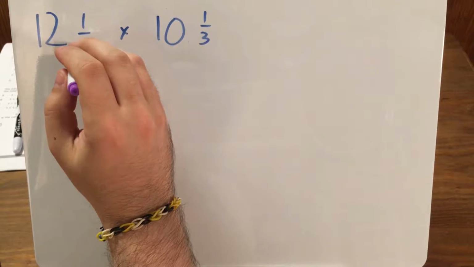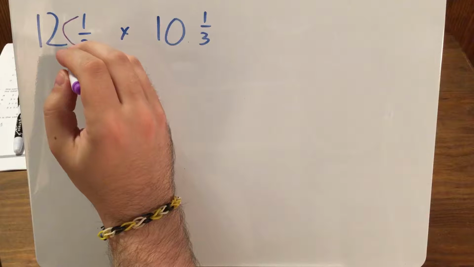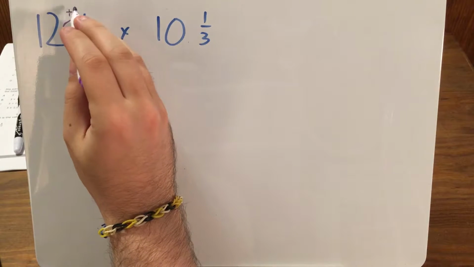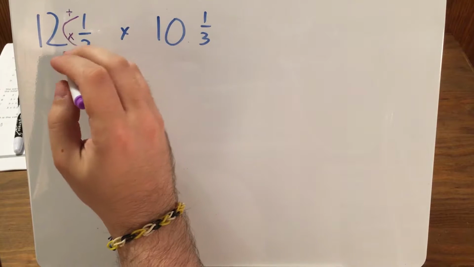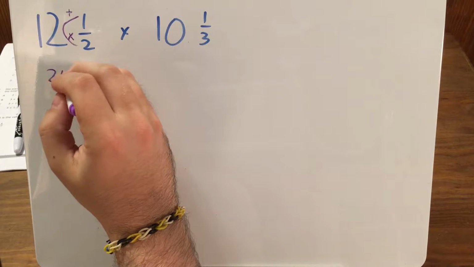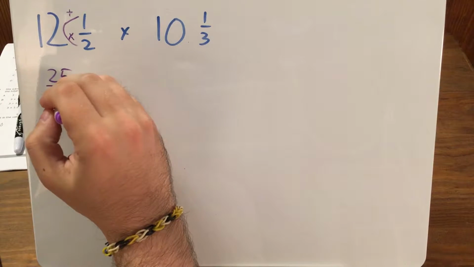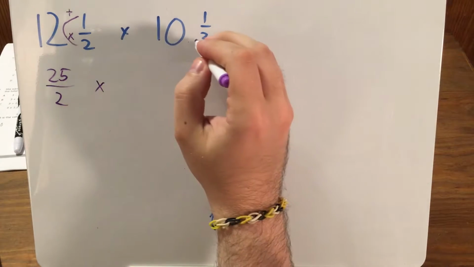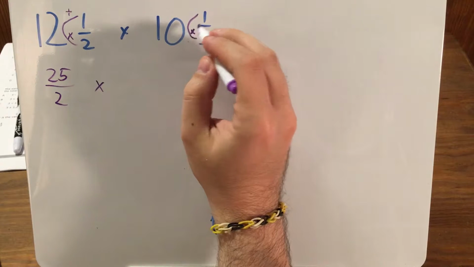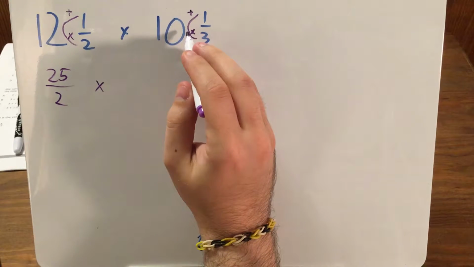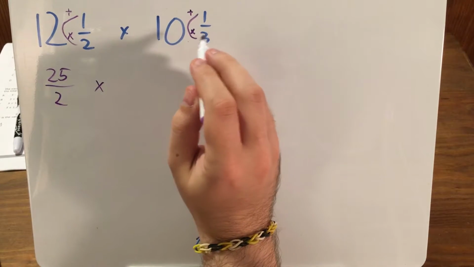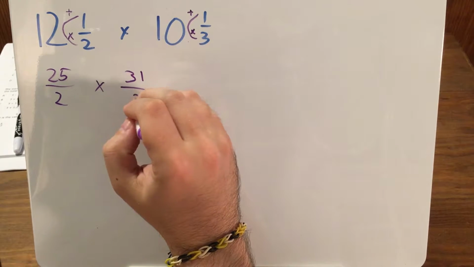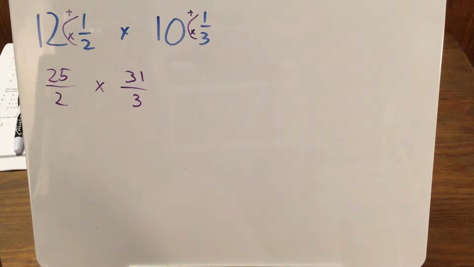So I'm going to start with my left to right swoosh method, where I multiply 2 times 12 and then add 1, and that gets me 25 halves, or 25 over 2. And I'm going to multiply this by, same trick, multiply and add. 3 times 10 is 30. 30 plus 1 is 31, which means that 10 1/3 is the same thing as 31/3, or 31 over 3.